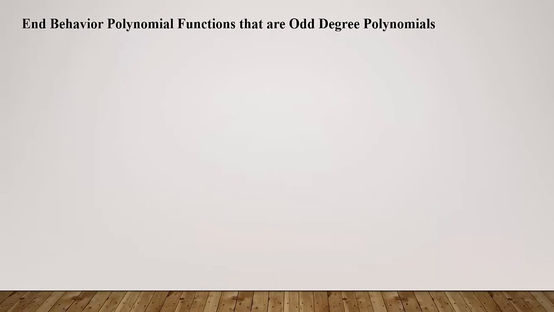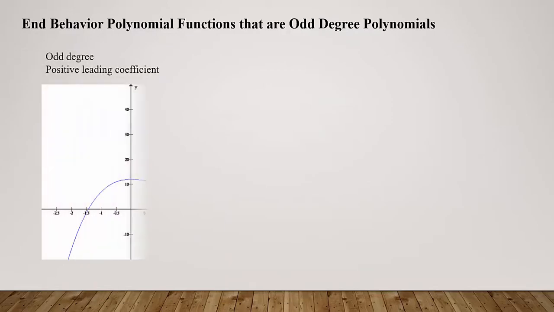So let's look at the end behavior of polynomial functions that are odd degree polynomials. If you have an odd degree polynomial and a positive leading coefficient, there's a generic graph. Keep in mind, I don't care what's happening for small values of x. It's as x heads to infinity or as x heads to negative infinity. Notice as x heads to positive infinity, this end is shooting upwards. When x goes to negative infinity, this end is shooting downwards.